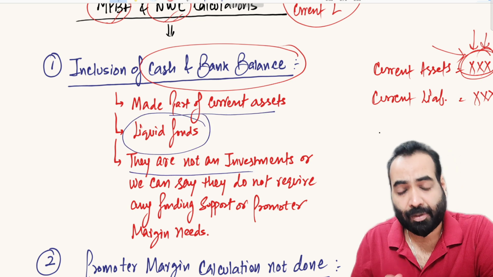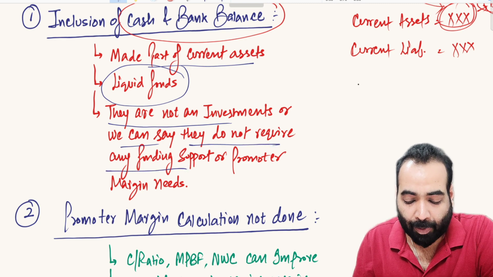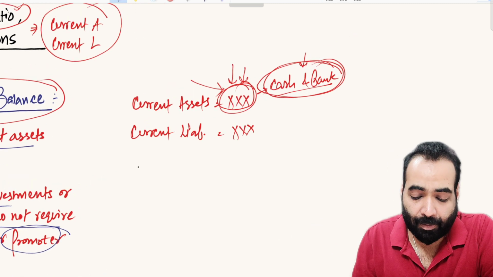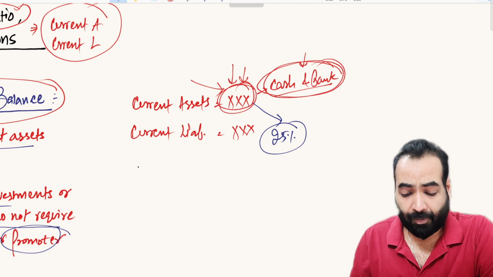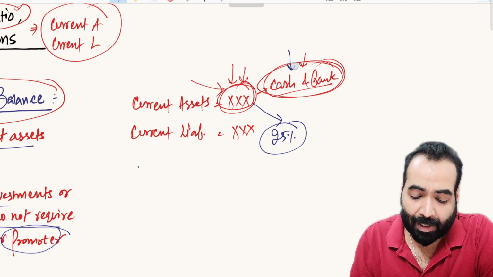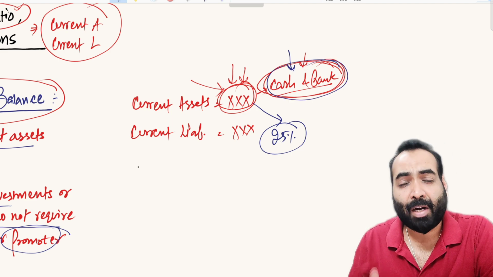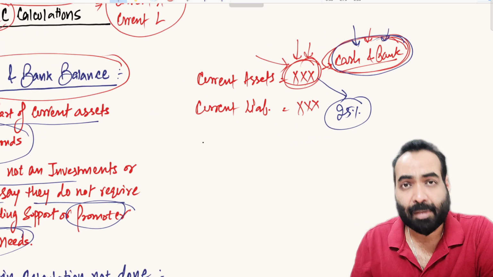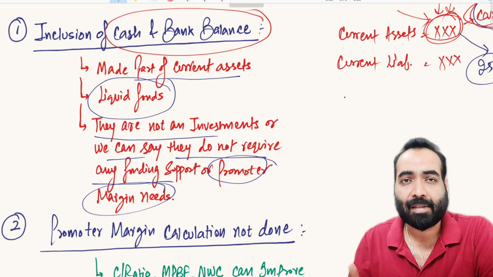They are not an investment, or we can say that they do not require any funding support or any promoter margin needs. If you remember, in the MPBF method 2, we ask for minimum NWC of 25% of total current assets, which means we are asking for margin of 25% on total current assets, and in a way we are asking for margin on 25% of cash and bank balance as well. Why do we need the promoter margin on the liquid cash balance, right? So this is principally wrong, which is followed by every bank, and no bank has ever thought of correcting the same.